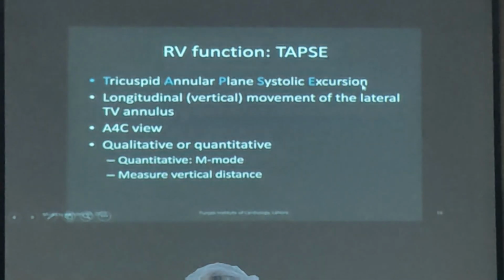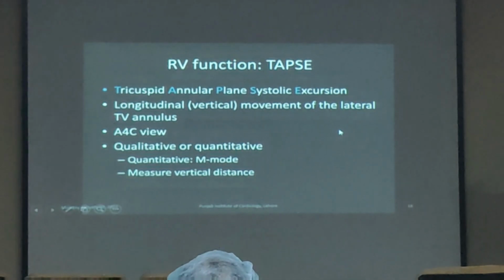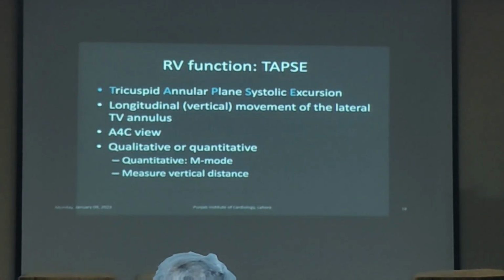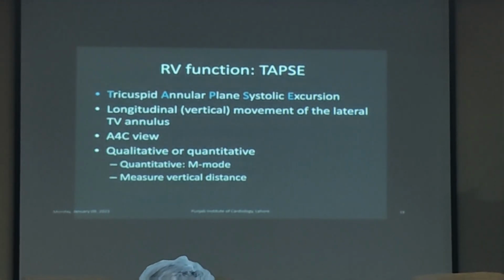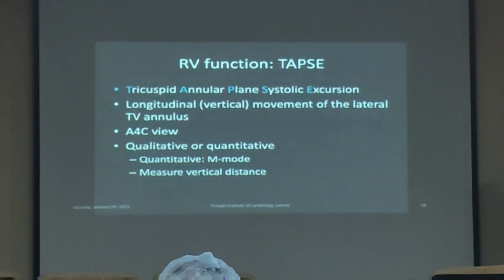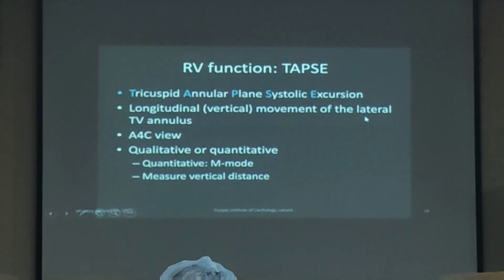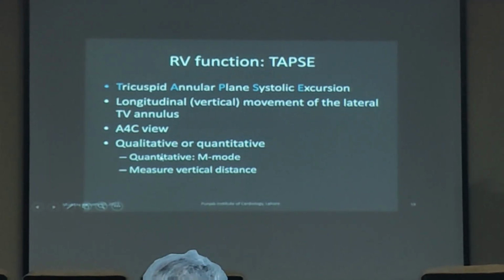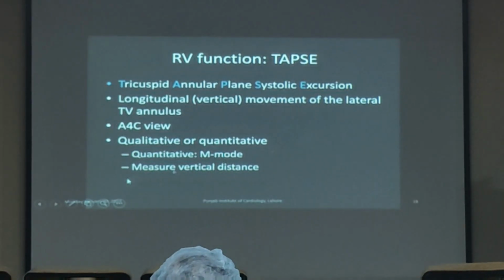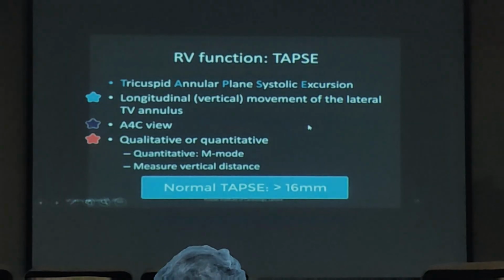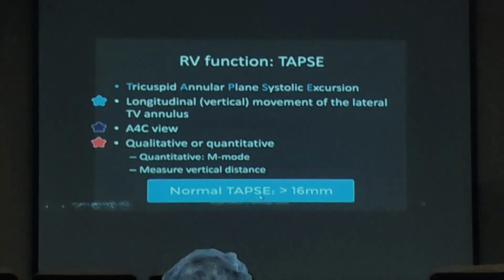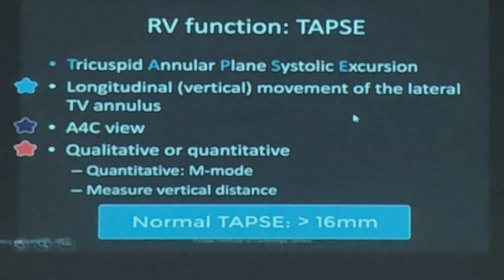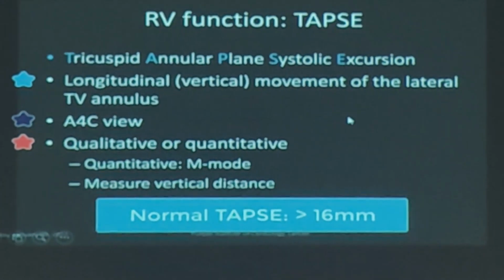Tricuspid annular plane systolic excursion has been found to be a very good estimation of the movement. Actually, the long axis movement of the RV is going to be assessed by the TAPSE. It is the longitudinal vertical movement of the lateral TV annulus. It will be seen in the apical four chamber view, and we can quantify it in the M mode and measure it vertically as well. Normal TAPSE is more than 16 mm. If it is less than 16, it is abnormal. The RV function is compromised.